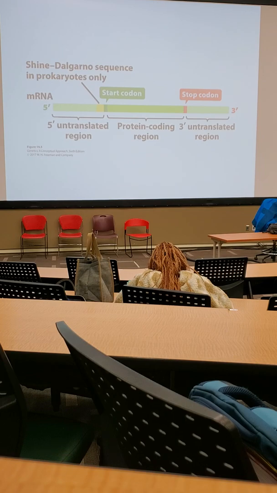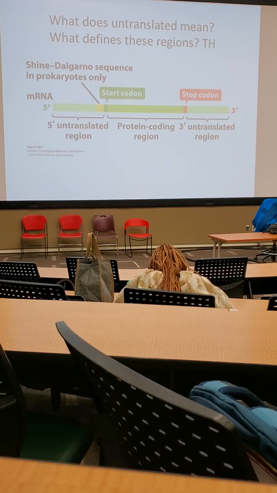So here are some of the regions that we start seeing. You don't have to think about the Shine-Dalgarno sequence. We have this RNA that now has untranslated regions, a start and stop codon. So we have our first clicker question. I wanted to first ask, what does untranslated mean? If you just hear that, what's the first thing it invokes?